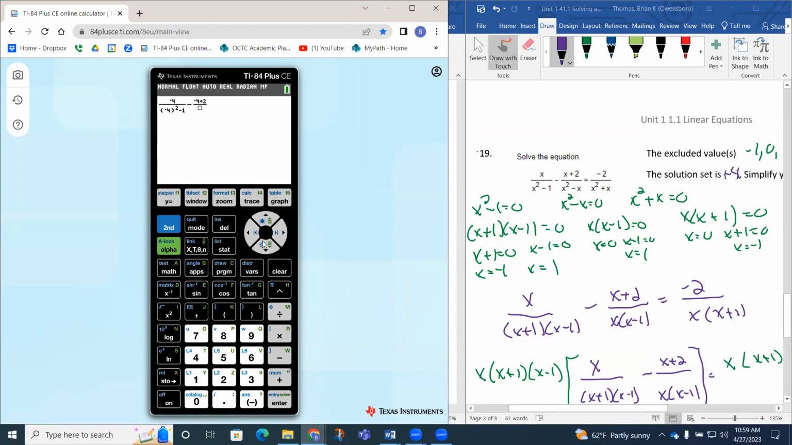Negative 4 plus 2. And then on the bottom, we're going to substitute negative 4 in again. So that's going to be in parentheses, a negative 4 close parenthesis squared minus negative 4. And then that's done with the left side. If we hit enter, that's going to give us negative 1/6.